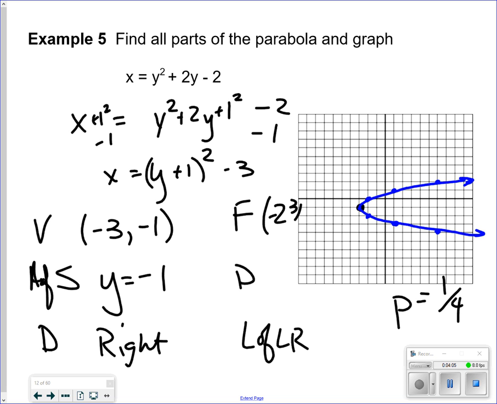So that's -2 3/4, -1. So if I went to the right a fourth, and then if I went to the left a fourth and drew a line, you're talking about an x equals line at -3 1/4. The length of the lattice rectum is always 4p, and so the length of the lattice rectum is 1.